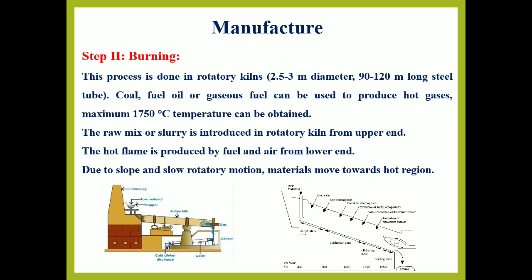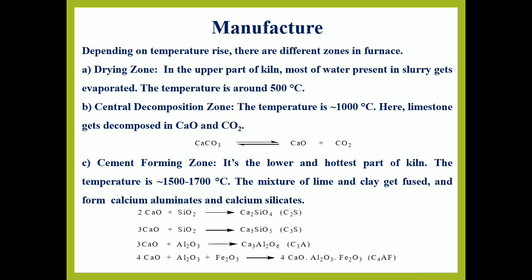Due to the slope and slow rotation, materials move towards the lower end or hottest zone. Depending on the different temperature conditions, there are different sections in the rotary kiln. First is the drying zone, whose temperature is around 500 degrees Celsius. At this temperature, most of the water gets evaporated from the slurry, and after that, in the central zone, the temperature goes up to around 1000 degrees Celsius, and in this zone the limestone gets decomposed to produce calcium oxide and CO2. So calcium carbonate, which is limestone, decomposes into calcium oxide and CO2.